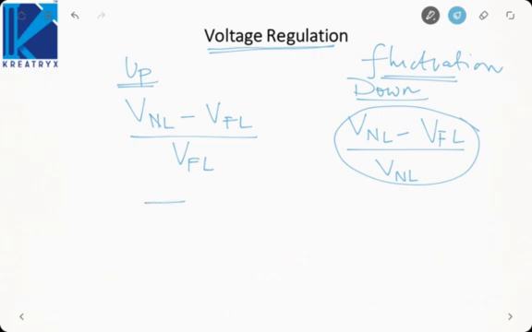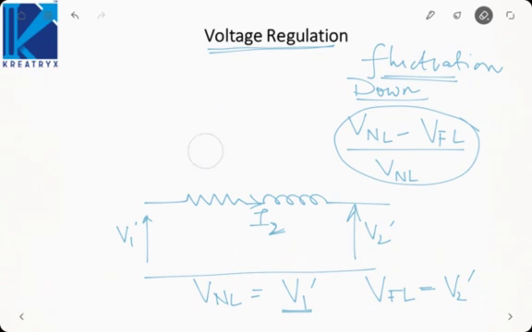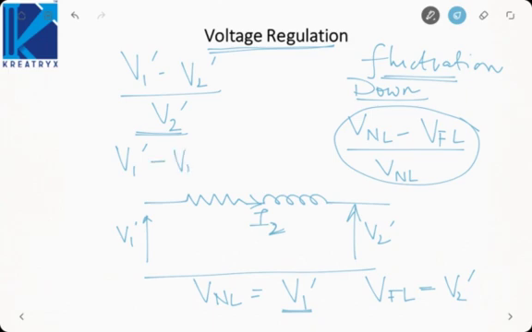Now, if we see the model that we drew, it was something like this. Now suppose under no load condition there will be no current flowing in the transformer. So no load voltage here, if no current is flowing, V2 dash will be equal to V1 dash. So we can say no load voltage is V1 dash and full load voltage will be V2 dash. So what can we write down as regulation? Regulation will be V1 dash minus V2 dash divided by V2 dash. This will be regulation down, and regulation up will be V1 dash minus V2 dash divided by V1 dash.